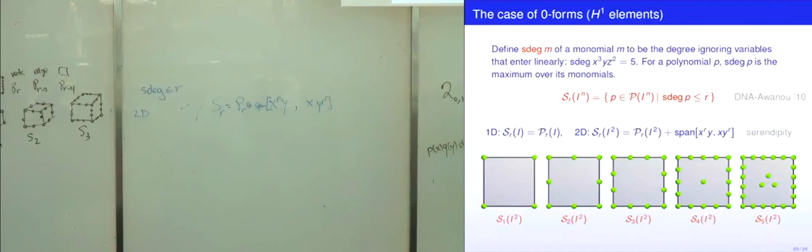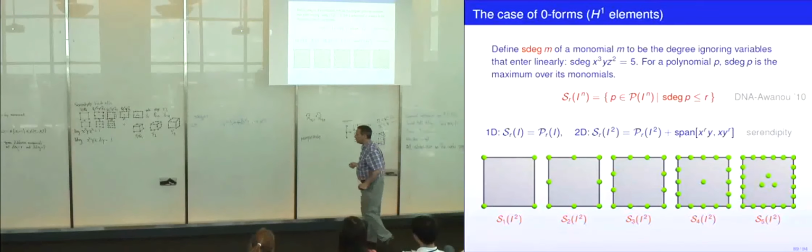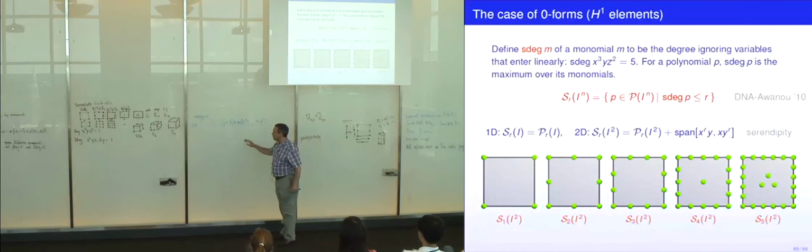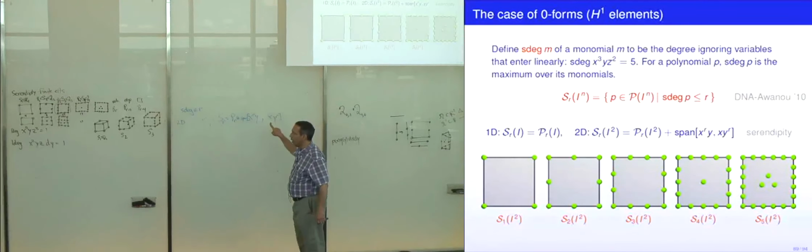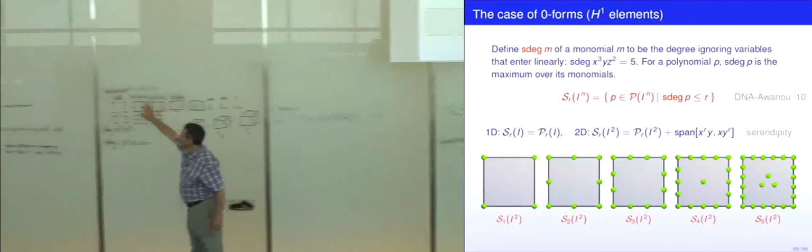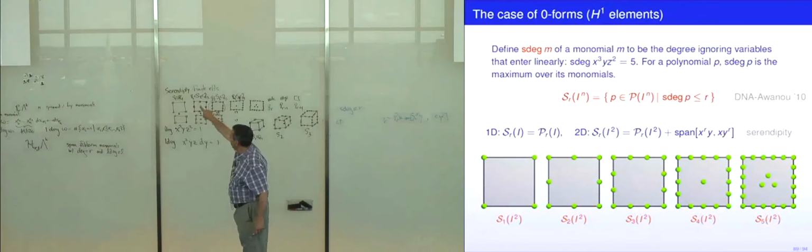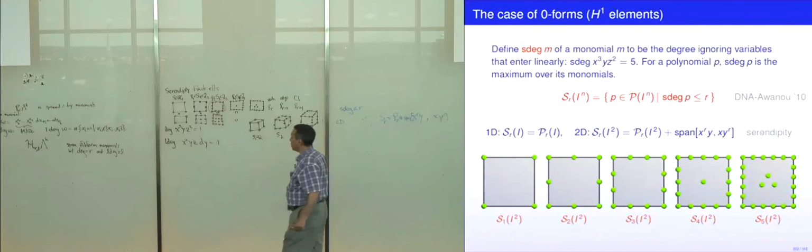Okay, and this was long known. This is how the serendipity elements are described in books. They say in 2D, you could just take PR and add two more functions, x to the r y and x y to the r, and those are unisolvent for these degrees of freedom. So like here we have P1 plus x squared y and x y squared. And here we have P2 plus those guys, and that's the right dimension and unisolvent.